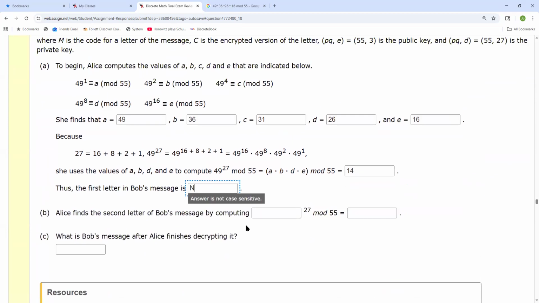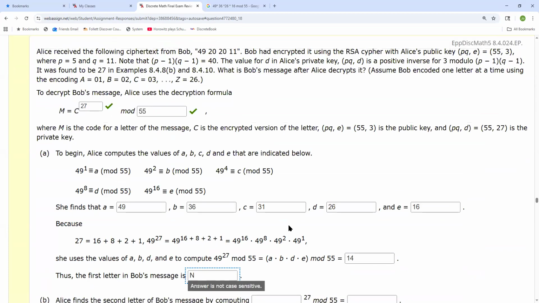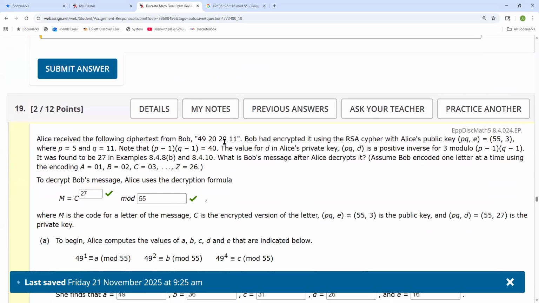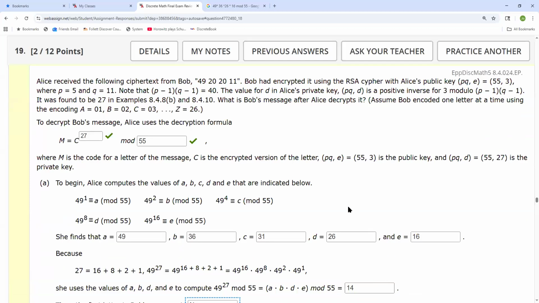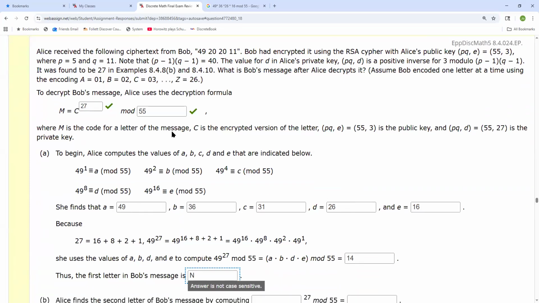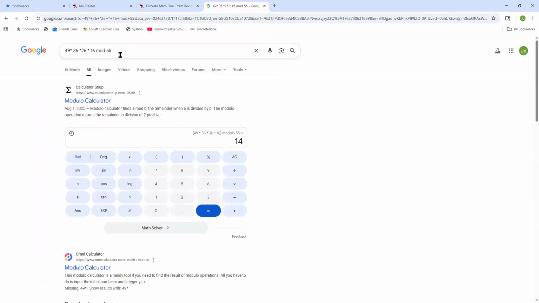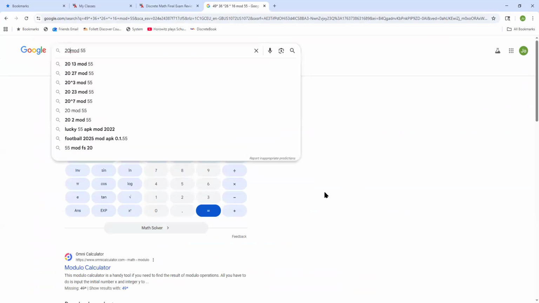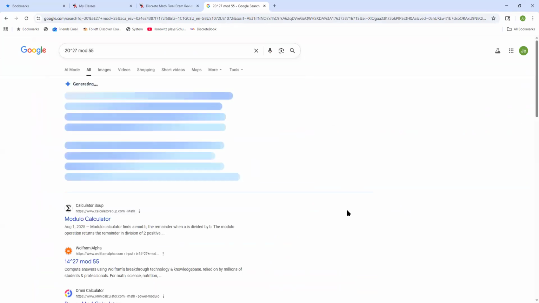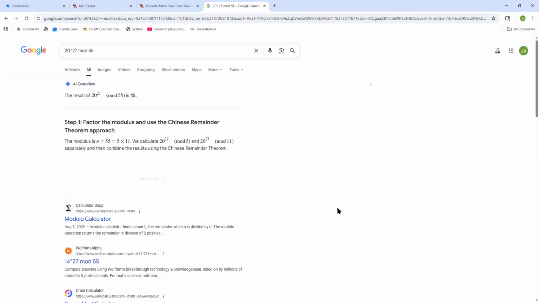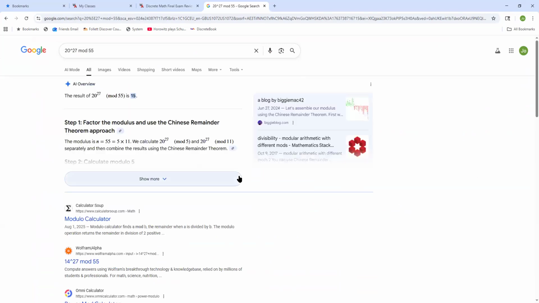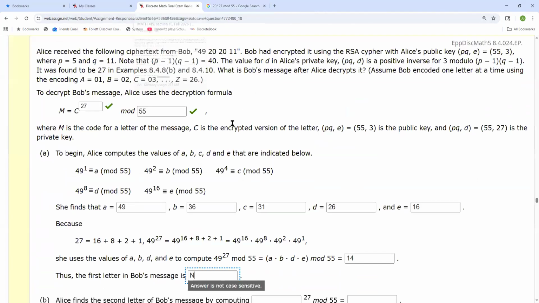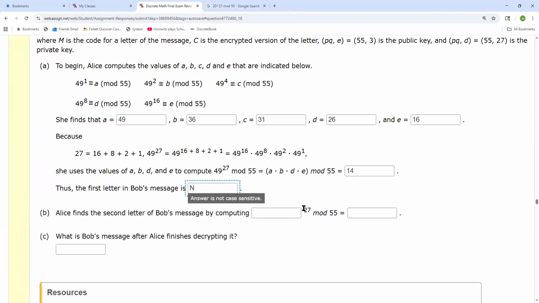And then Alice finds the second letter of Bob's message by computing 20 with that same process. So 20 to the power of 27 mod 55. Let me just see if Google can do it. 20 to the power of 27 mod 55. Okay, good. The AI could do it. The regular calculator couldn't do it though. So 20 to the 27 mod 55 is 15. So there we go.